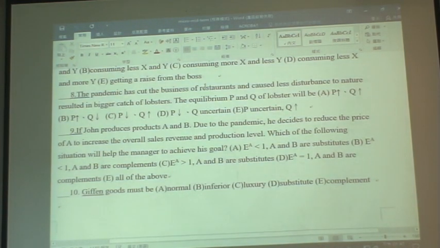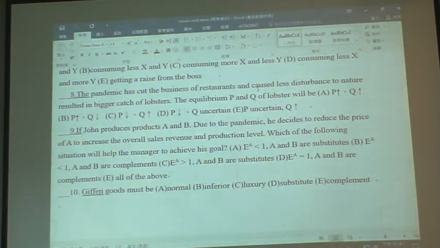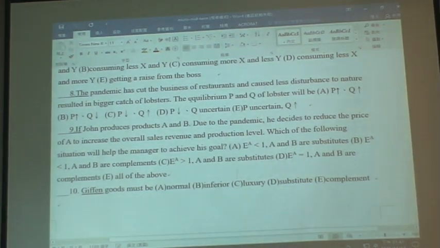So because of the lockdown, few people go to the restaurant. But now, much fewer people go out to the sea to catch anything. And so the lobster will be there, right? But the restaurant demand is not. So supply increases, demand decreases, okay? Okay, question 9.